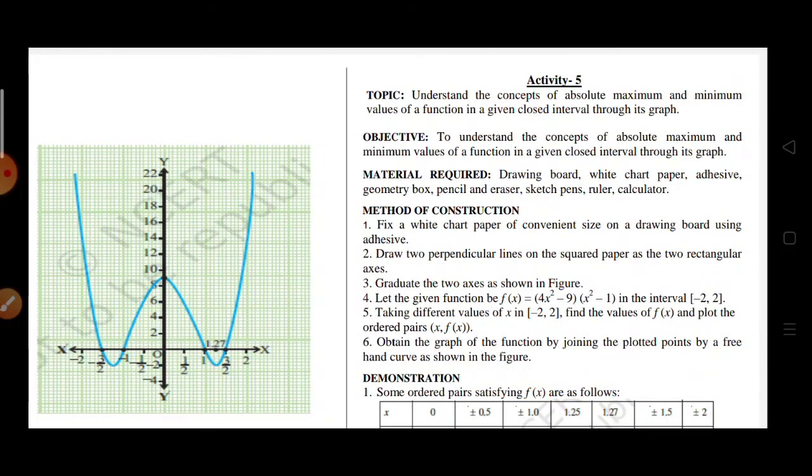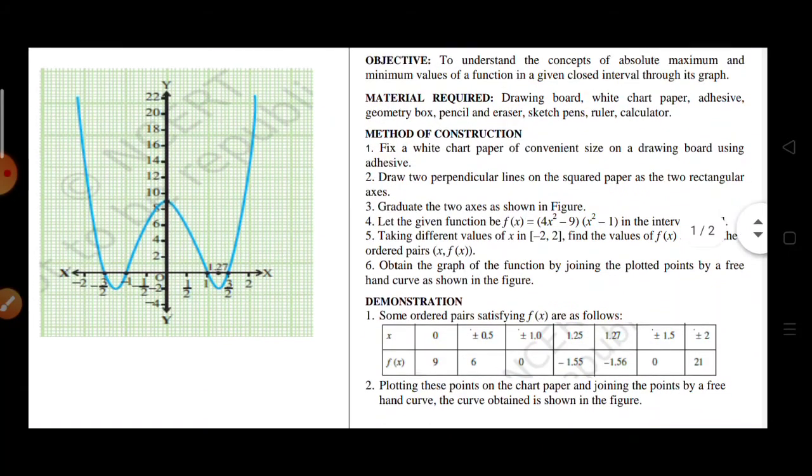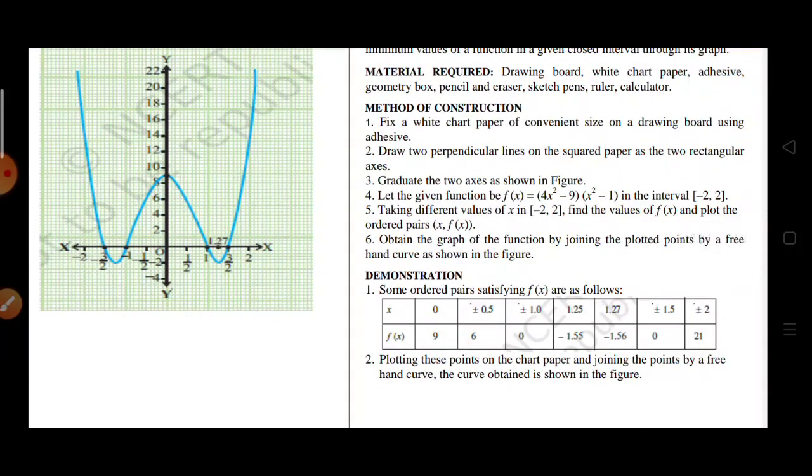Number 5: taking different values of x in the closed interval [−2, 2], find the corresponding values of f(x) and plot these ordered pairs (x, f(x)). Last point: obtain the graph of the function by joining the plotted points by a freehand curve as shown in the figure.